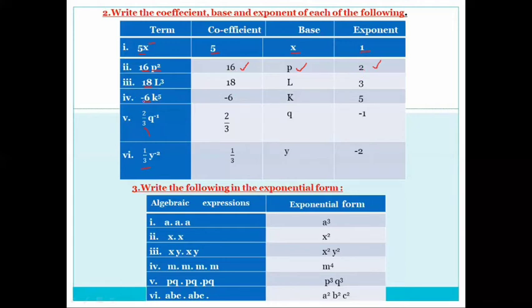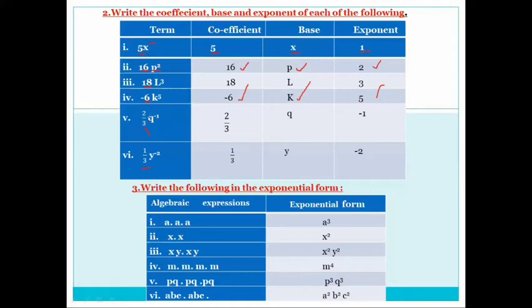Now here in the fourth part, minus 6k power 5. From the written statement, we are very clear that minus 6 is the coefficient, k is the base, and the power is the exponent. So dear student, here minus 6k power 5 means minus 6 is the coefficient, k is the base, and 5 is the exponent.